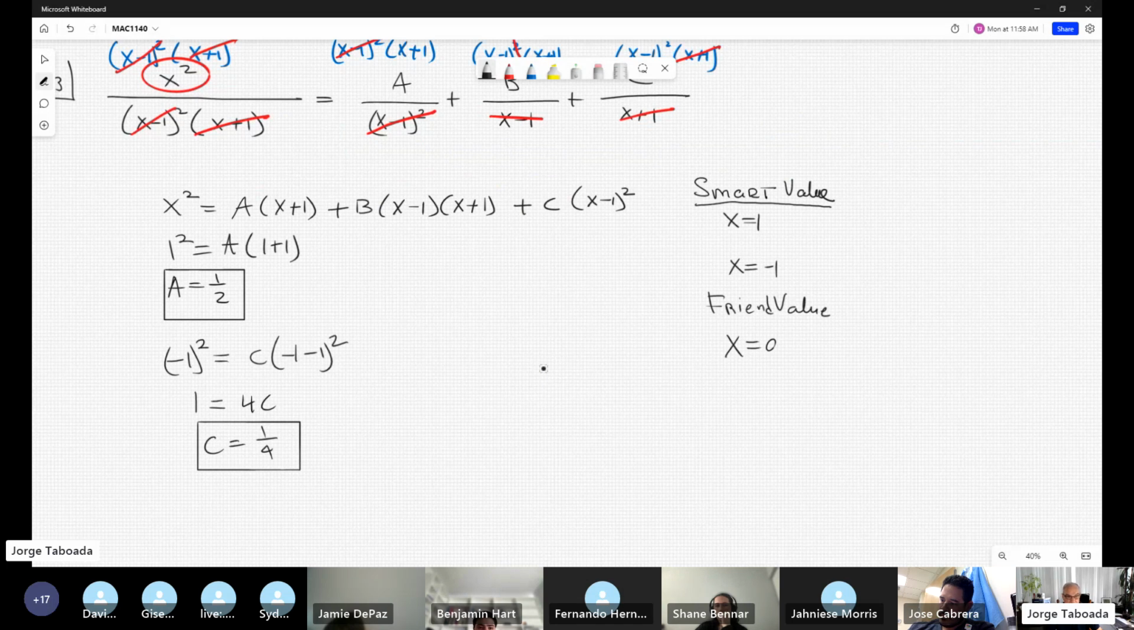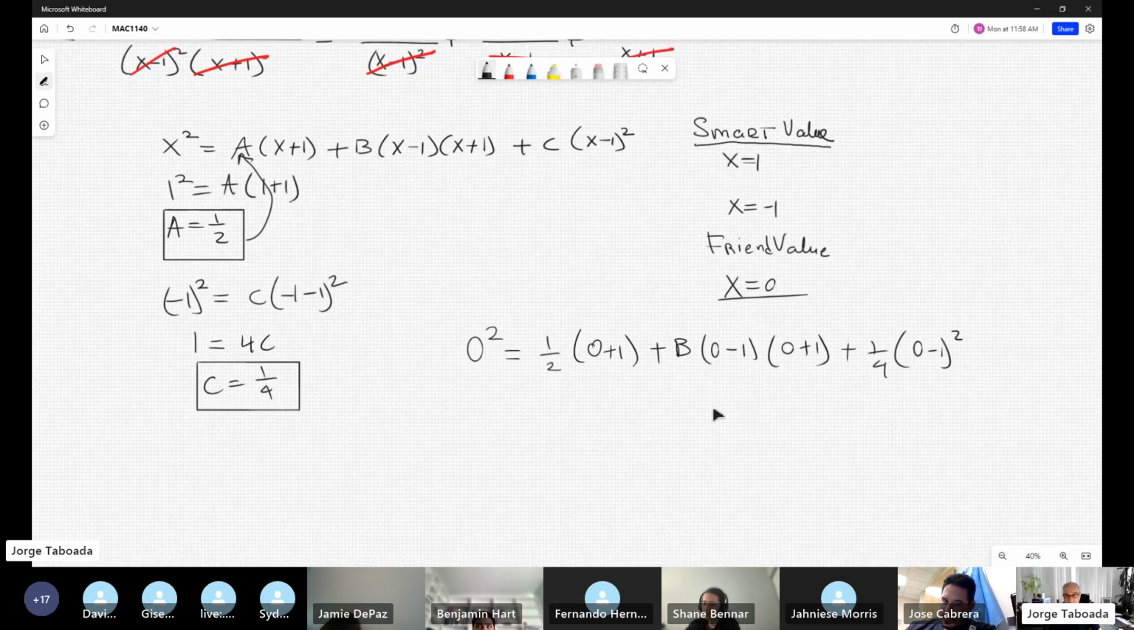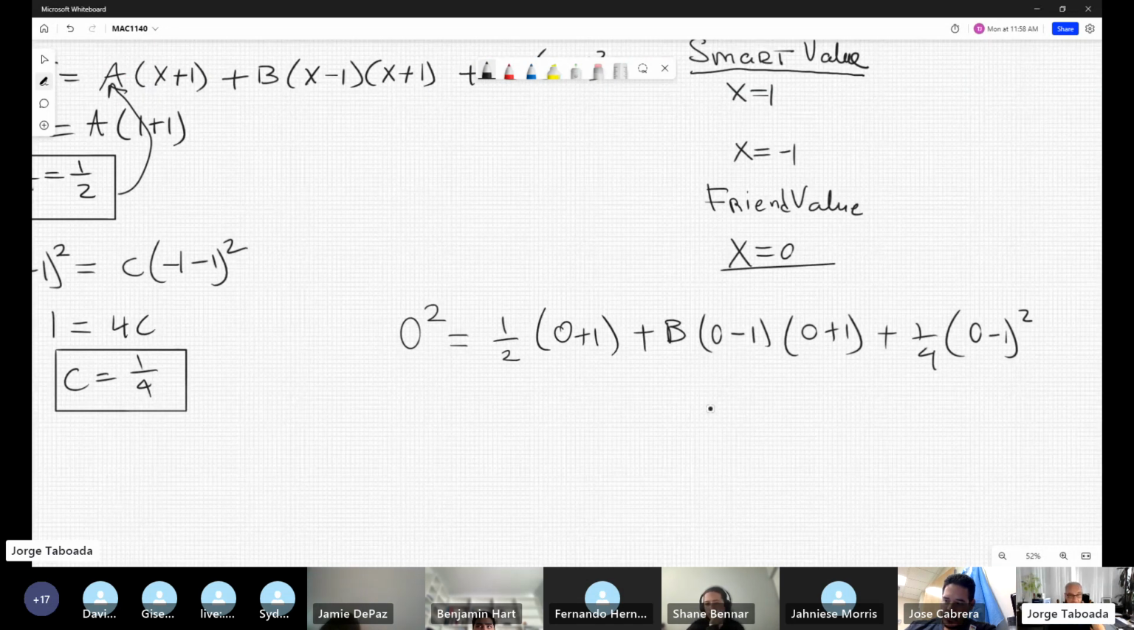Okay, so we have zero squared equal to A, and I take advantage that the value of A is 1/2, times (0 plus 1), because x is 0, plus B, whom I have no idea about, times (0 minus 1) and (0 plus 1), plus C, but C I know is 1/4, times (0 minus 1) squared. So we have one equation in which the only unknown is B. Okay, 0 plus 1 is 1, 1 times 1/2 is 1/2, and 0 equals 1/2.